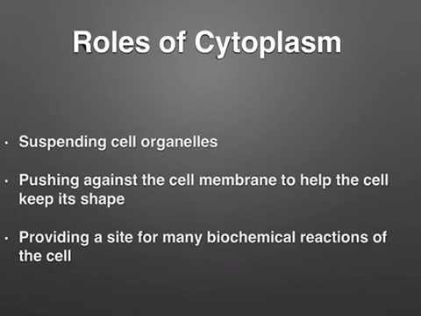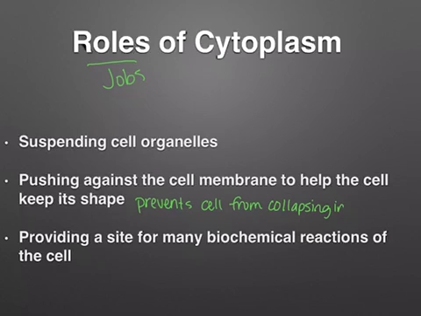So what roles or jobs or functions does the cytoplasm have? It suspends the cell organelles and it pushes against the cell membrane to help the cell keep its shape. It prevents the cell from collapsing in. And it also provides the site for many biochemical reactions in the cells. So a lot of our chemical reactions happen in that cytoplasm.